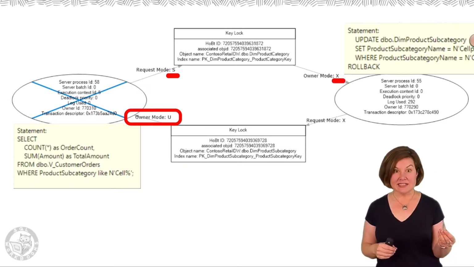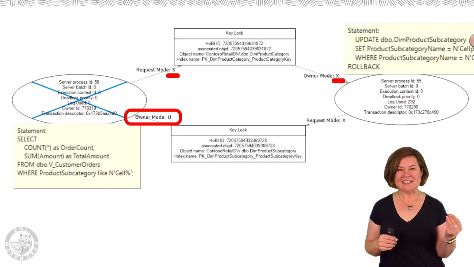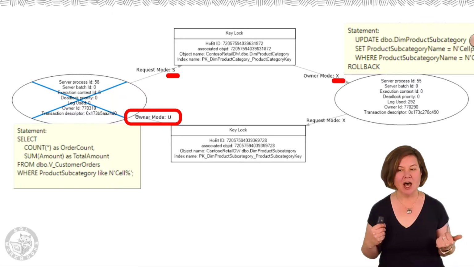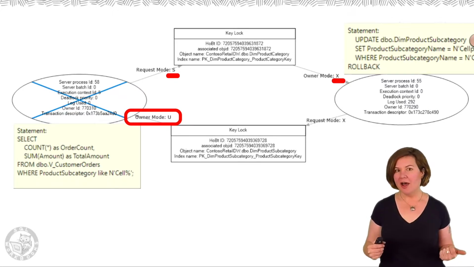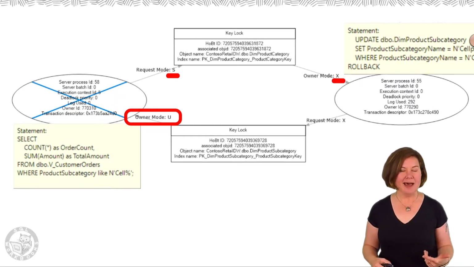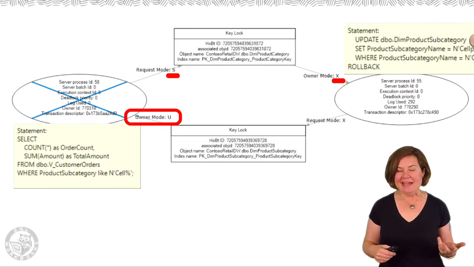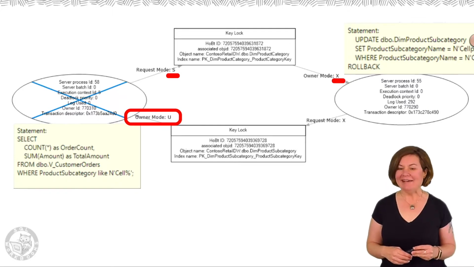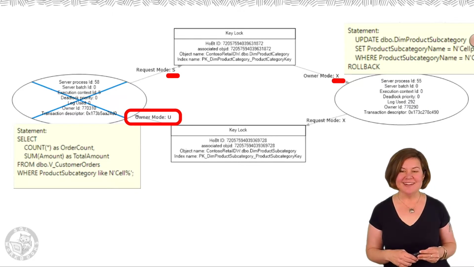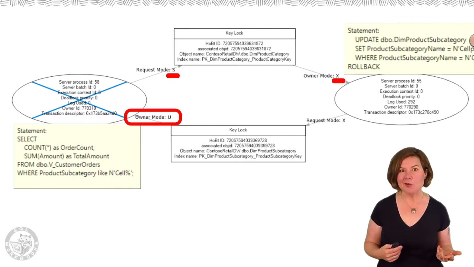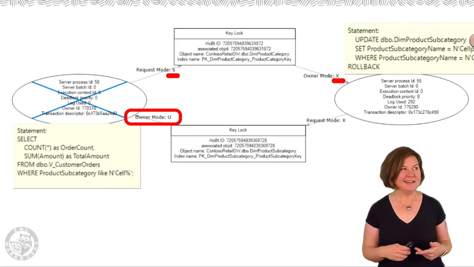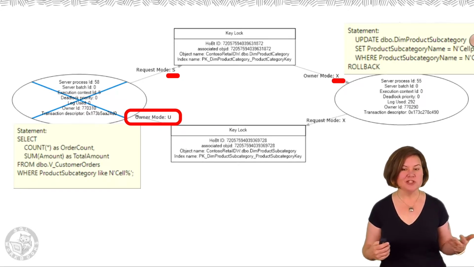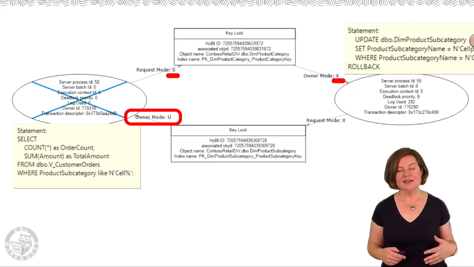When we're looking at the select query, the deadlock graph seems to be telling us that the select query owns an update lock on one of the objects. That object at the bottom where it says owner mode U, why would our select query have an update lock on the dim product subcategory table? We're in the read committed isolation level. We're just doing a select.